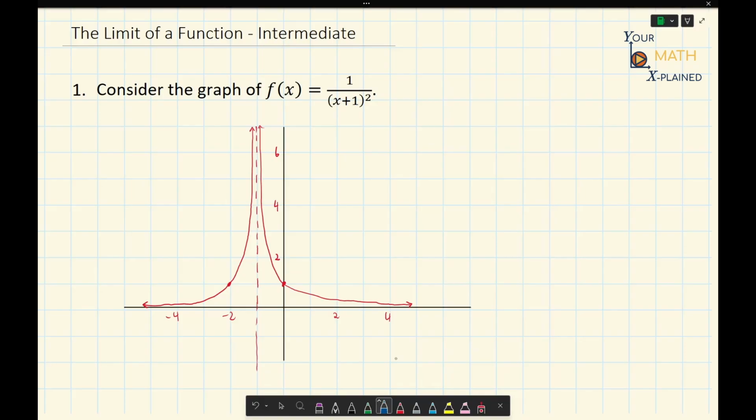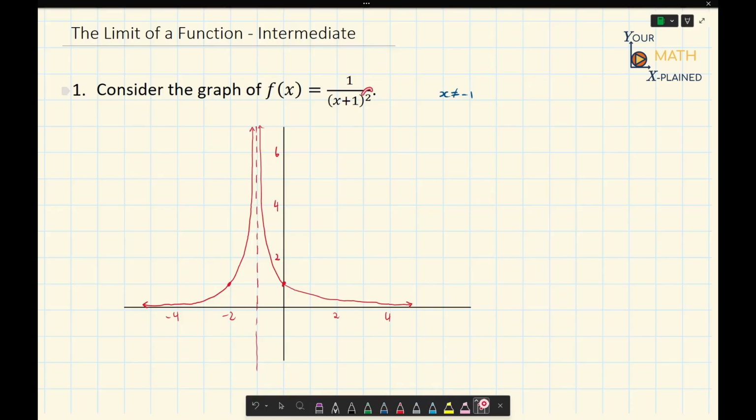Now consider the graph of f of x is equal to 1 over (x plus 1) squared. We have already plotted the graph on the screen. So the denominator here is (x plus 1) squared, which means that x cannot be equal to -1. But what we're interested in is the behavior of the graph close to -1.